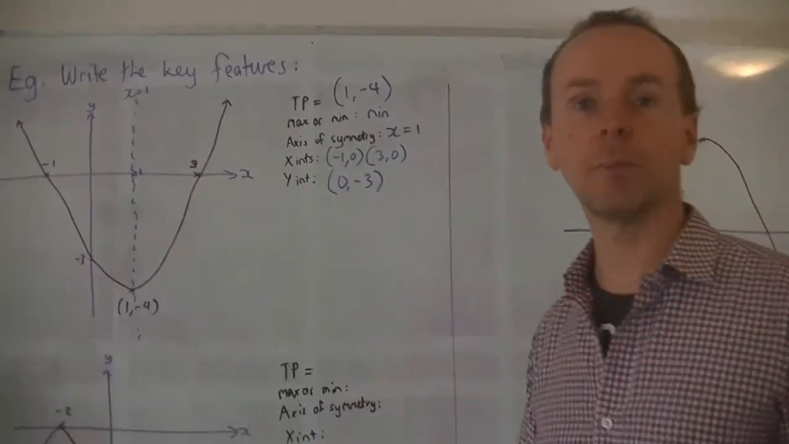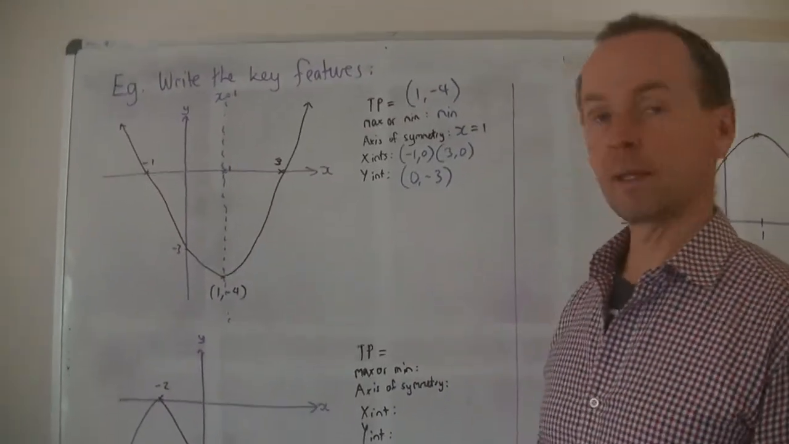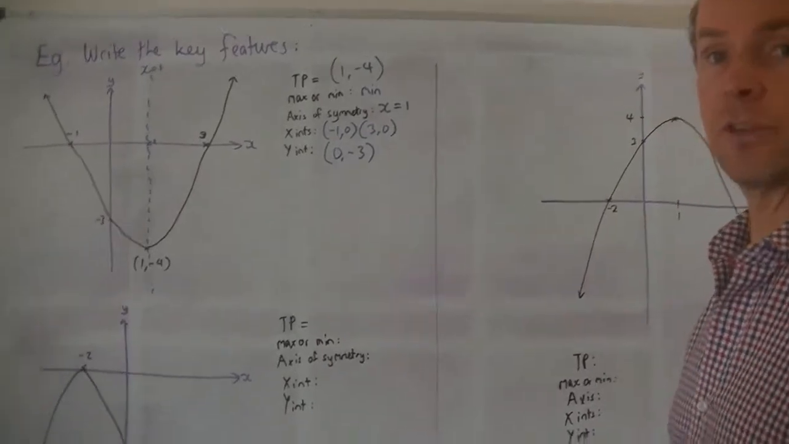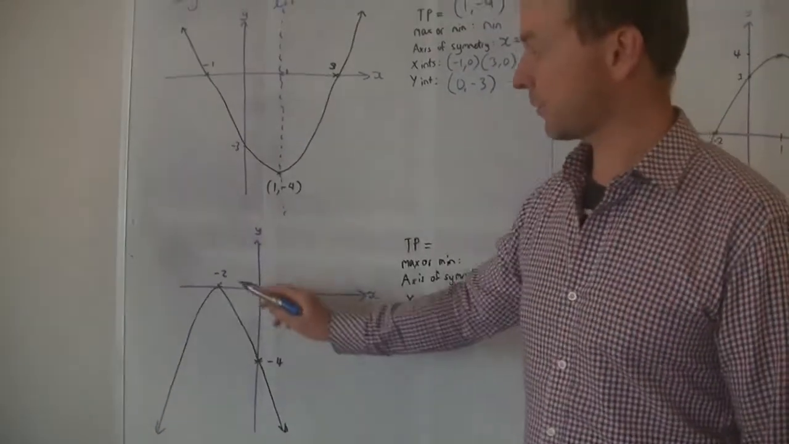And that's it. Good job. You've just finished the first question. Let's do another one. Write down the key features of the second one. So we notice it's an upside down parabola.